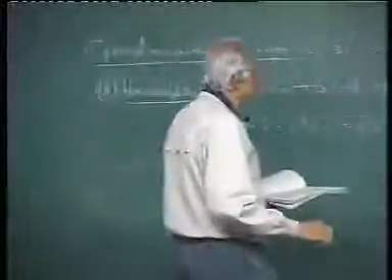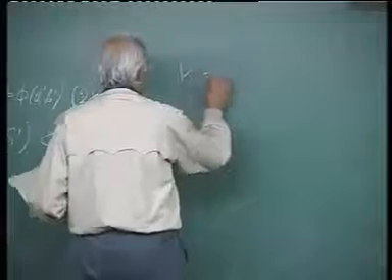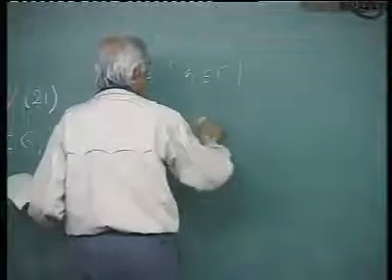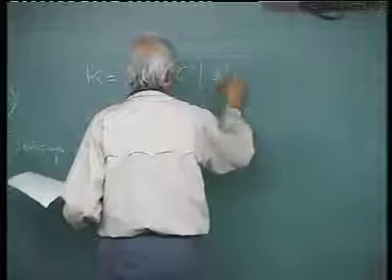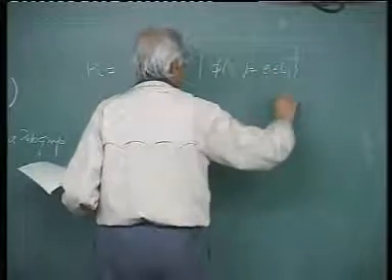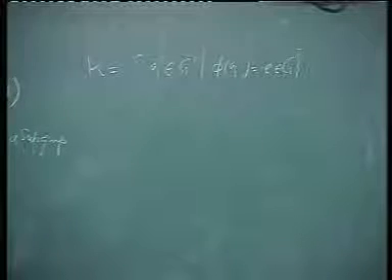So given a homomorphism, here is a very important concept. Take all those elements in the left hand side such that the images are the identity of the right hand side.